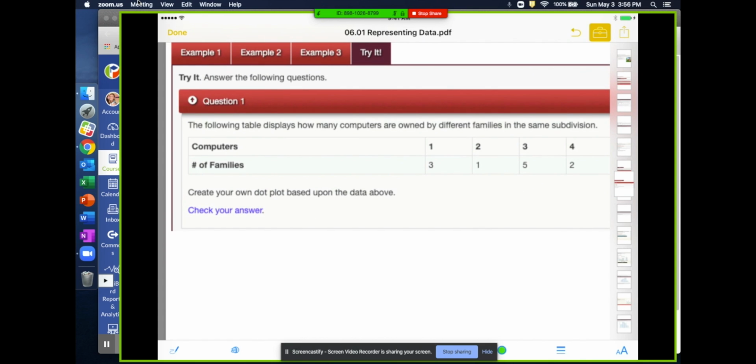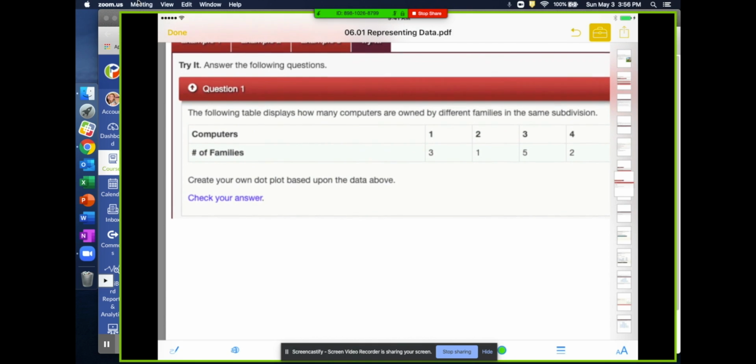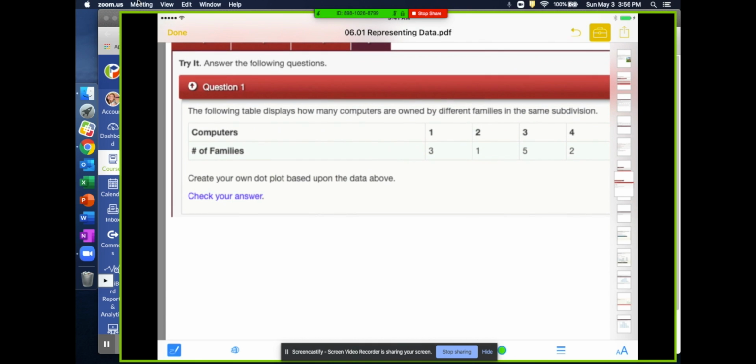So we have the following table displays how many computers are owned. So computers 1, 2, 3, 4. These are not categories, these are numbers. So this is going to be quantitative data. And we have 3 families, 1 family, 5 family, 2 families. So I'm going to do a quick dot plot. For 1 computer, I'm going to put 3 dots because that's the data that I have. 2 computers is 1 dot, 3 computers is 5 dots, 4 computers is 2 dots.